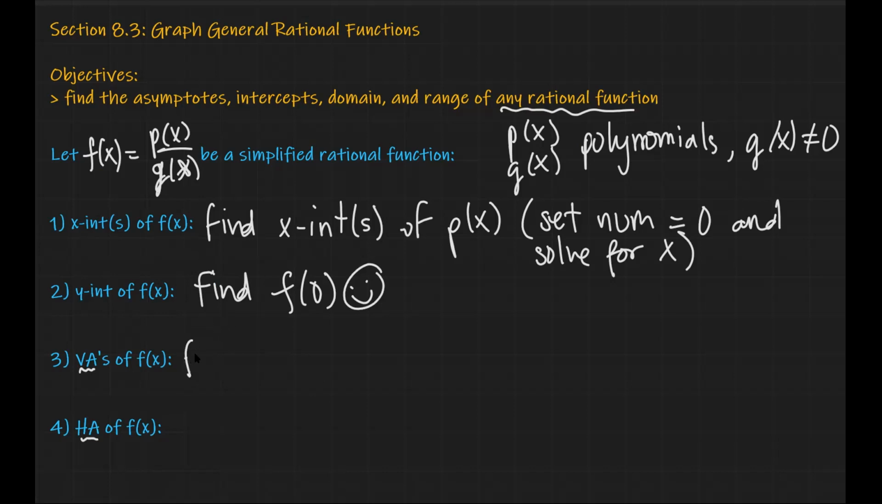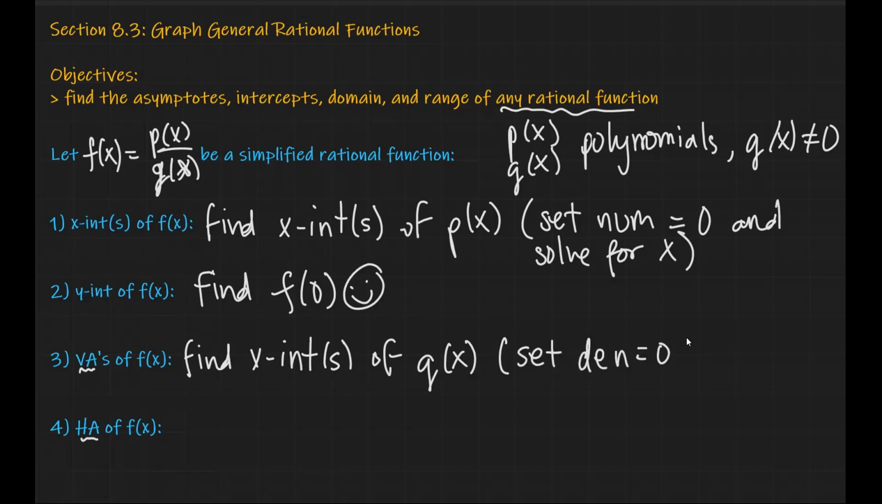So find the x-intercepts of q of x. Figure out what makes the denominator 0. So in other words, set the denominator equal to 0. Even though it's the same length, we'll abbreviate it denom. Denom equal to 0 and solve for x. That's how we'll get our vertical asymptotes.